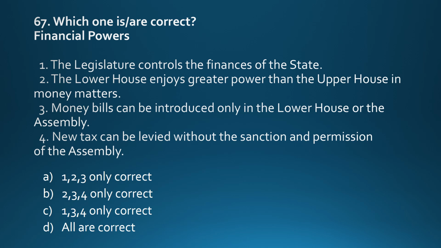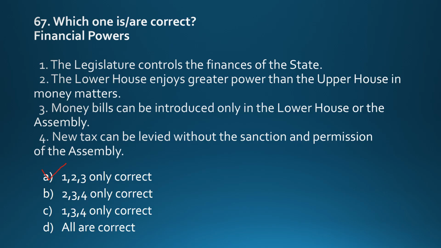Question number 67. Which one is or are correct? Financial powers. 1. The legislature controls the finances of the state. 2. The lower house enjoys greater power than the upper house in the money matters. 3. Money bills can be introduced only in the lower house or the assembly. 4. New tax can be levied without the sanction and permission of the assembly. Option A 1, 2, 3 only correct. Option B 2, 3, 4 only correct. Option C 1, 3, 4 only correct. Option D all are correct. Correct answer is option A 1, 2, 3 only correct.